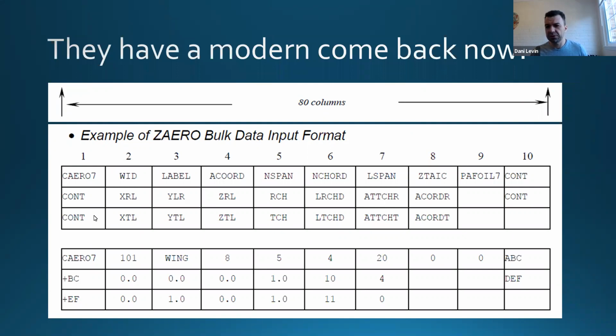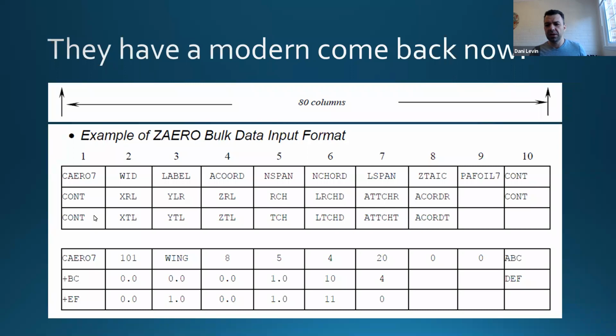So if you want someone to blame, you can blame Nastran, because ZAERO entered the same market as Nastran was running this method. So yeah, we are stuck with this in the foreseeable future. Any questions? No.